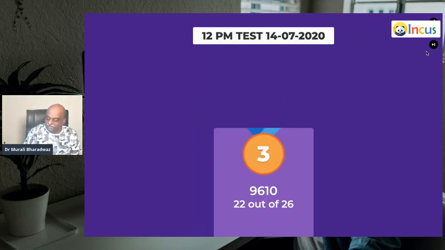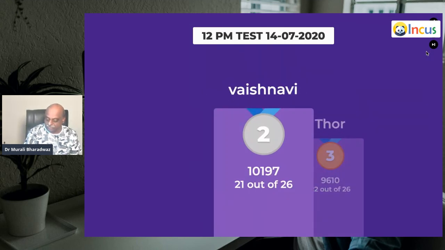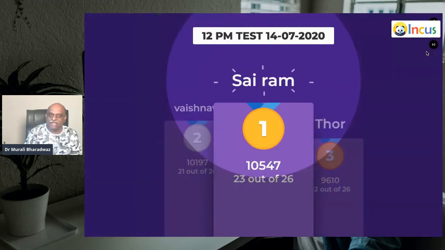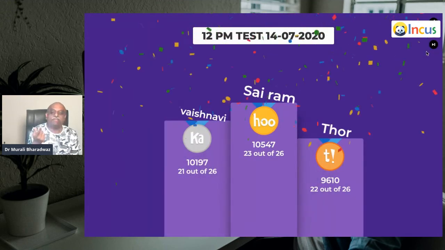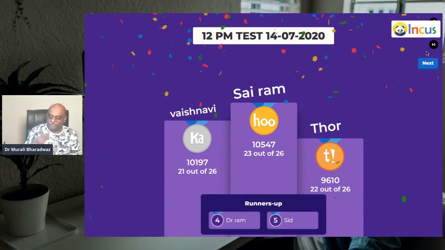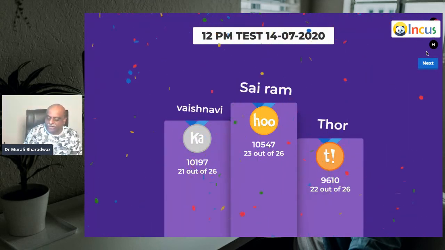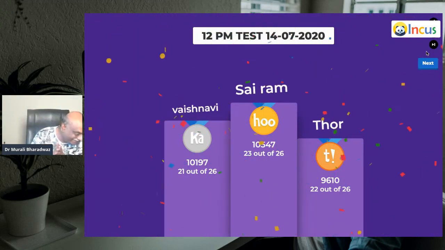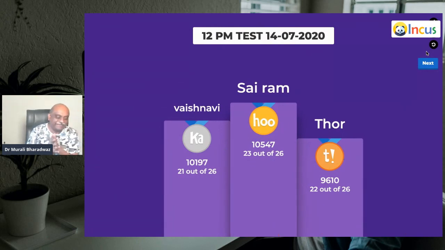Now the time for the award ceremony, doctor. Thor is in position 3. Vaishnavi, very well done, Vaishnavi. Afternoon microbiology, I wish that Vaishnavi becomes the topper. Sai Ram is rocking the game. Whoa! Sai Ram. So, excellent. Vaishnavi scores 10,197 points, whereas Sai Ram 10,547.